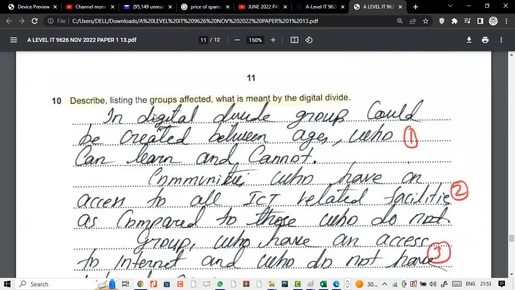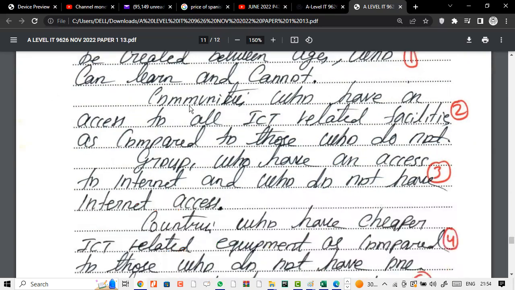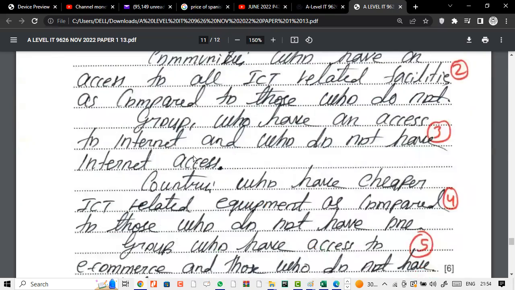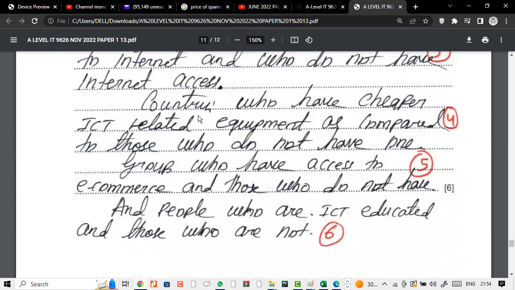Yes, sir. Describe, listing groups affected. What is meant by groups affected? We have to talk about the digital divide, and about the different groups that are affected. Groups means people of different ages who are digitally divided. We have to talk about communities who are digitally divided. We have to talk about groups who have access to the internet and who do not. We have to talk about countries that have ICT-related equipment and those that do not. So you get the point. I'm talking about groups.